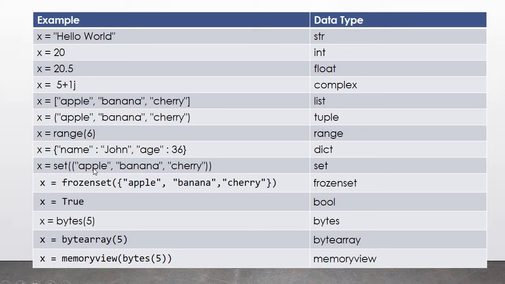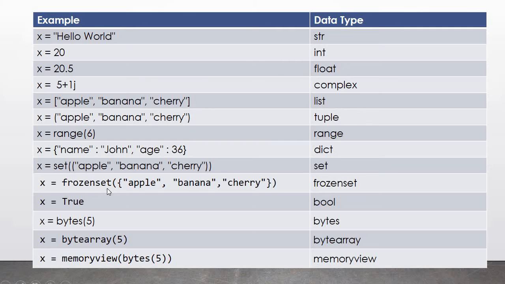x is equal to set of apple, banana, cherry. The data type here is set. Sets in Python are unordered collections of items. In the case of set, the duplicate items are removed. For that we are using set. The interpreter will ignore the redundant data and give only a single item. That is the speciality of set. Next one is frozen set, which can be represented this way.